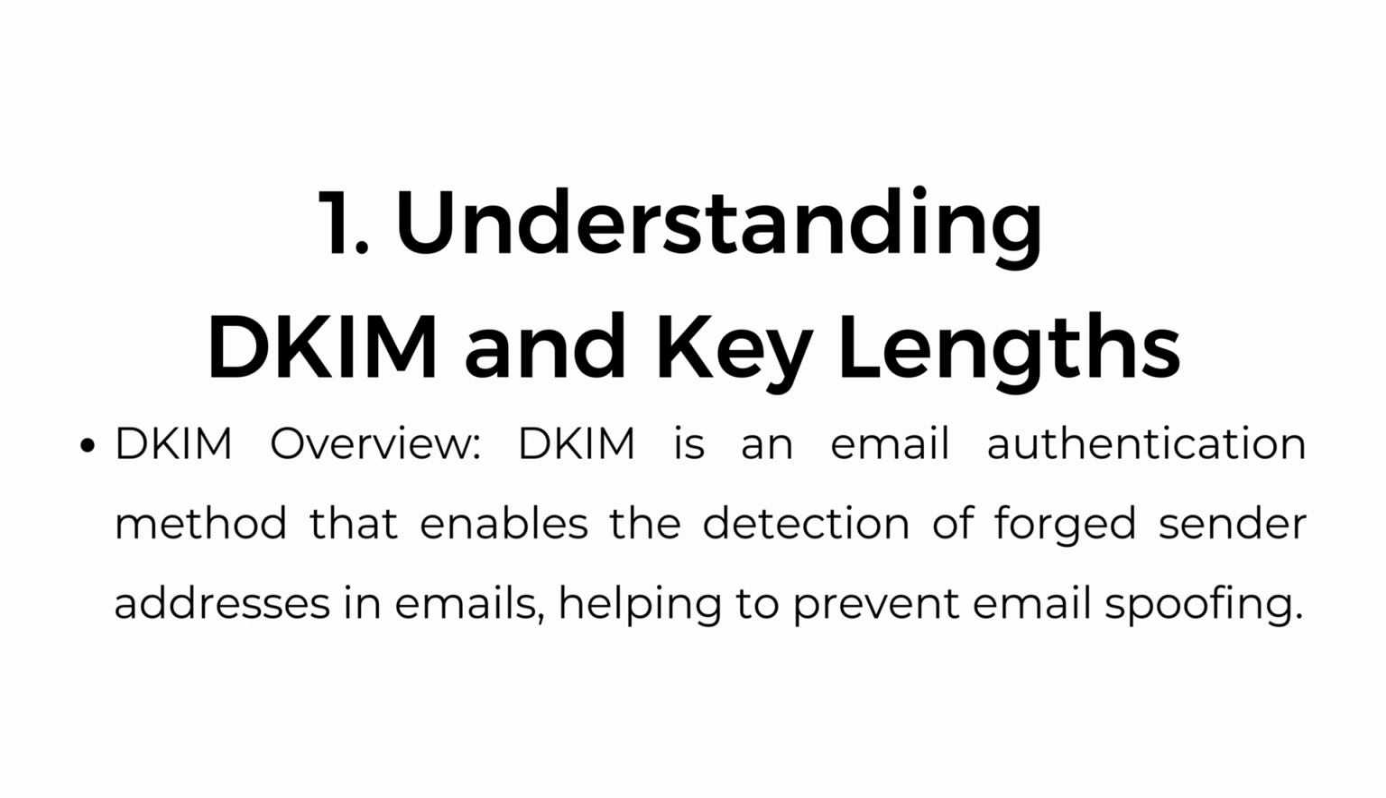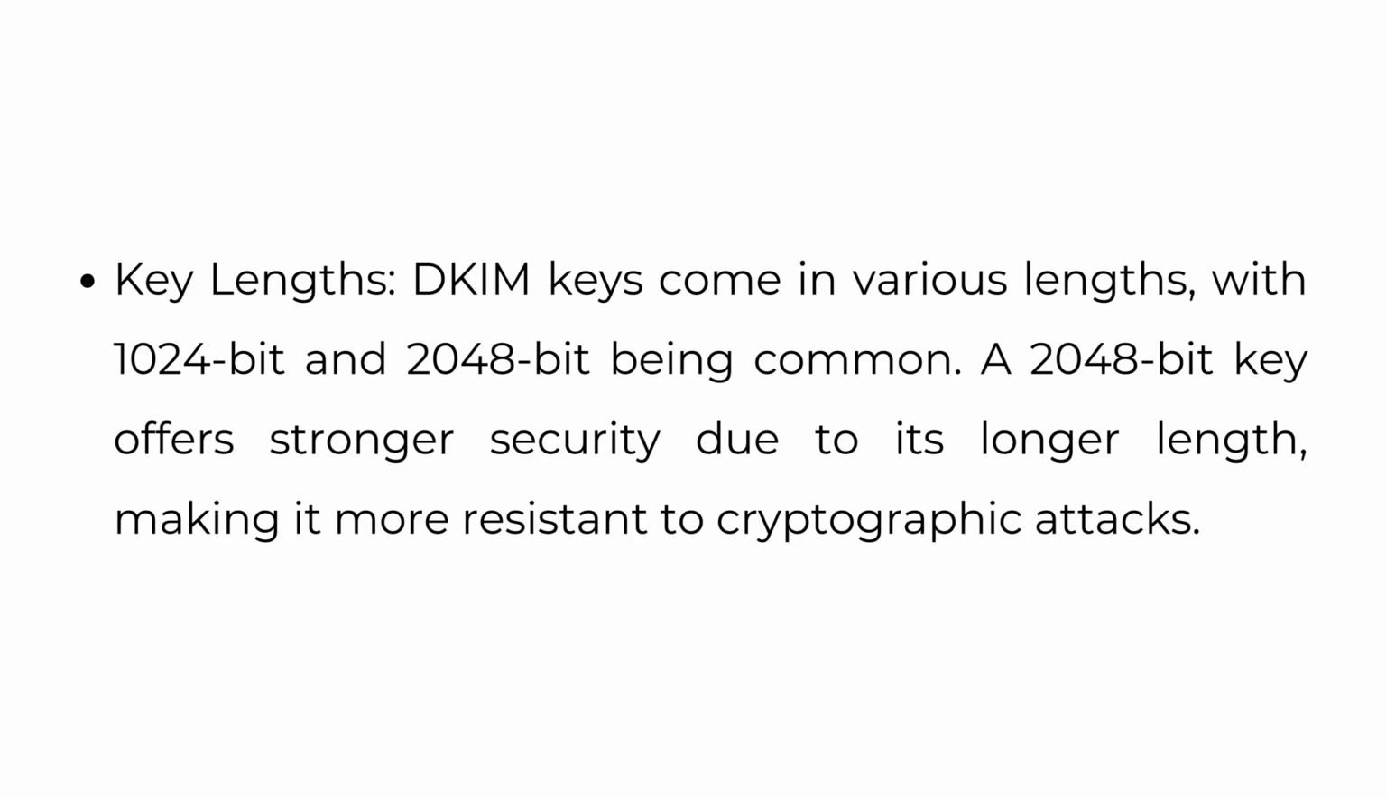DKIM overview. DKIM is an email authentication method that enables the detection of forged sender addresses in emails, helping to prevent email spoofing. Key lengths. DKIM keys come in various lengths, with 1024-bit and 2048-bit being common. A 2048-bit key offers stronger security due to its longer length, making it more resistant to cryptographic attacks.